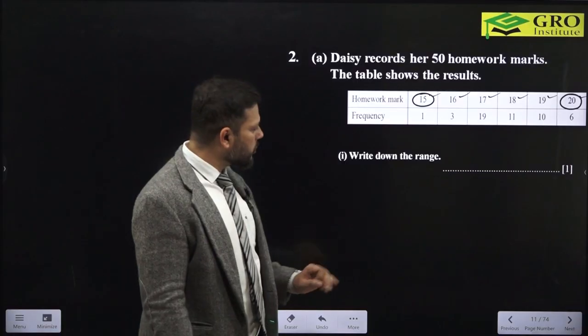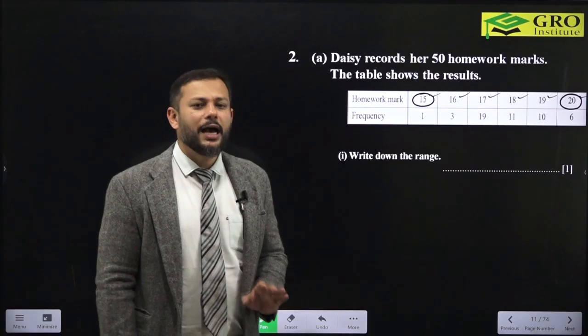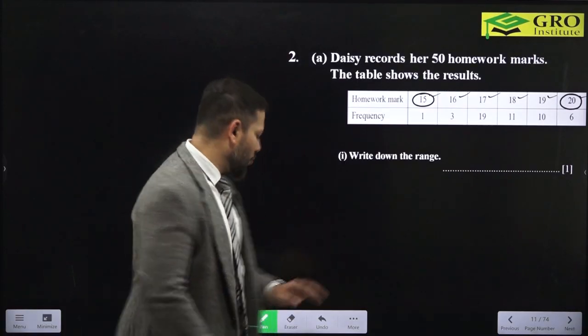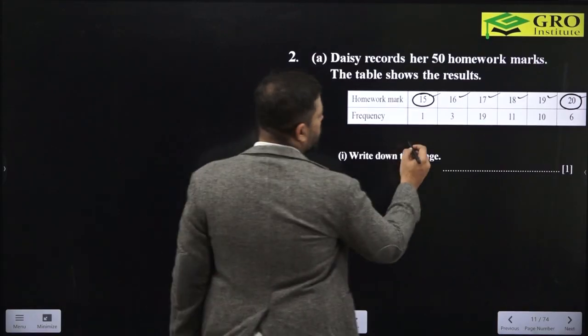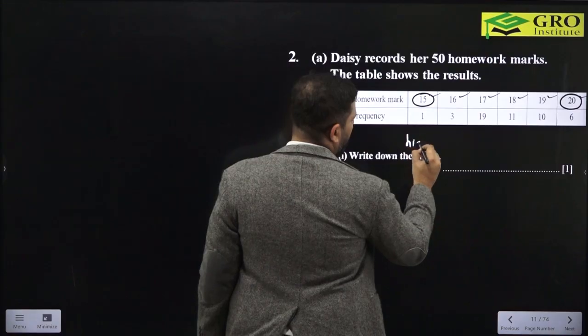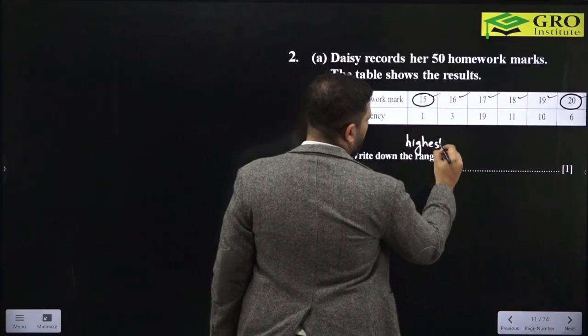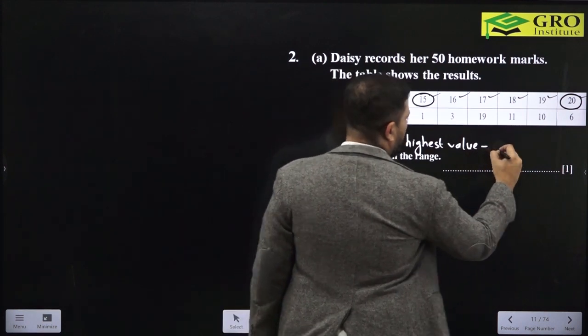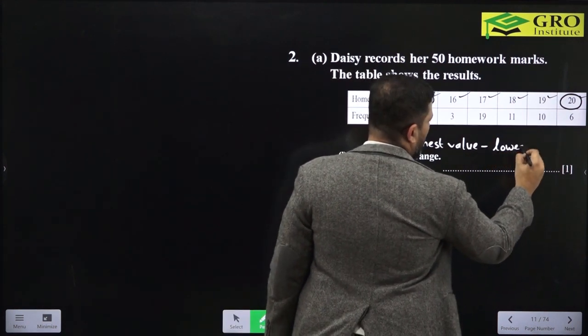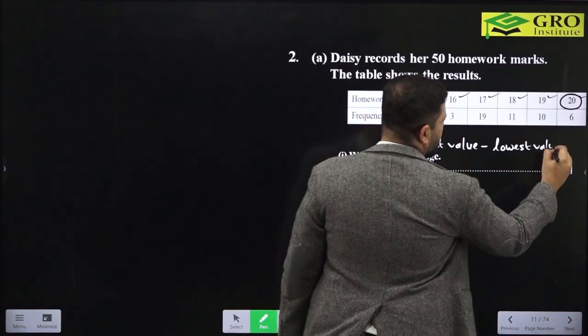If I look at the question, write down the range. Guys, do we know the formula for the range? It's very, very easy. We know that range is what? Highest value minus lowest value gives us the range.